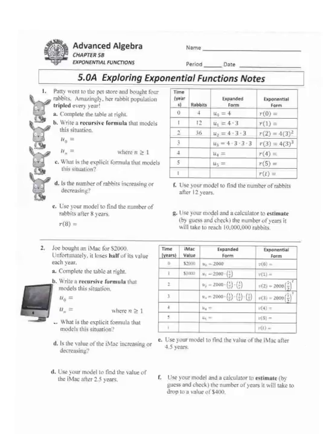For number 1 here, it says Patty went to the pet store and bought 4 rabbits. Amazingly, her rabbit population tripled every year. So let's look at this table and see if we can find some patterns. Looks like this row here is completely filled in. Let's start at this row and go down, and then we can work our way back up to see if we can see a pattern.